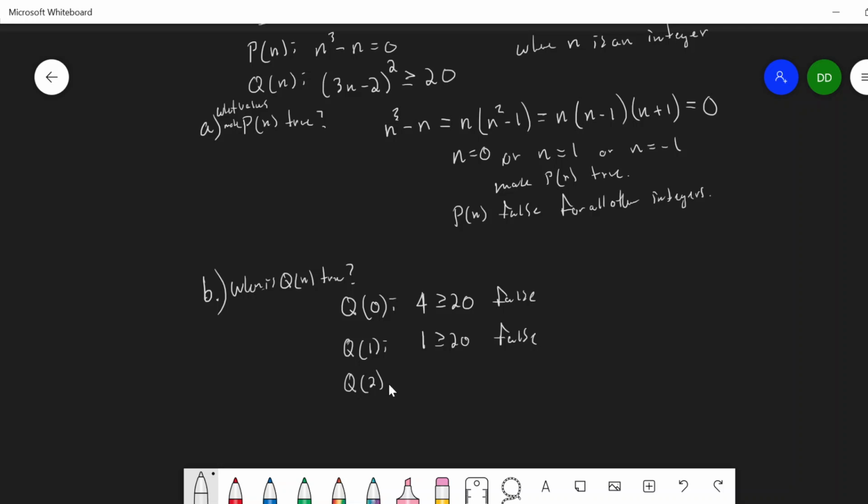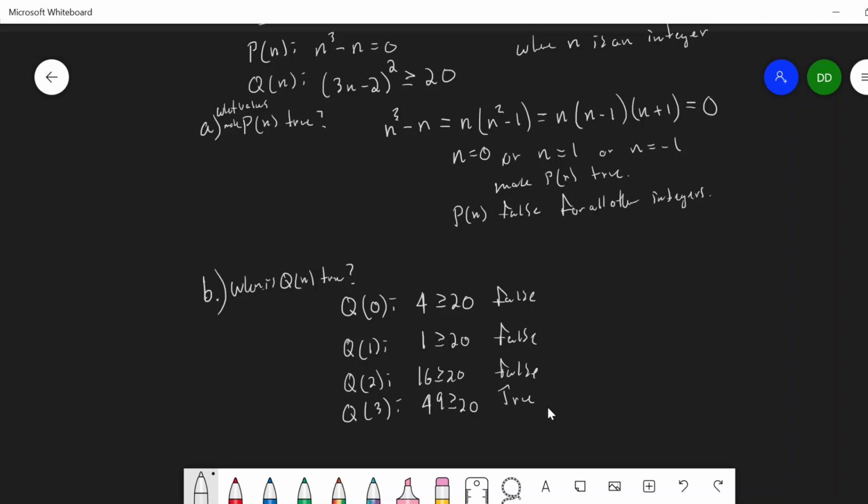Just keep checking these. Q of 2, I'd have 6 minus 2, that's 4, that's 16, greater than or equal to 20. That's a false statement. And maybe you can guess now, when I get to Q of 3, I'd have 9 minus 2, that's 7 squared, 49, greater than or equal to 20, and that is true.